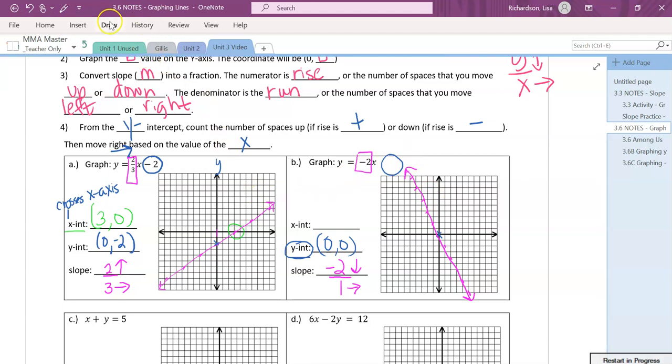So now we're going to look at our x-intercept. The x-intercept is, again, where it crosses the x-axis. So I'm going to go along here, and it's actually the same as the y-intercept. It is 0, 0, which is our origin.